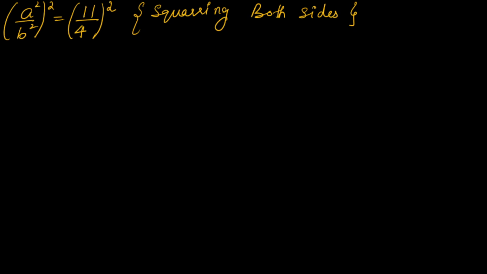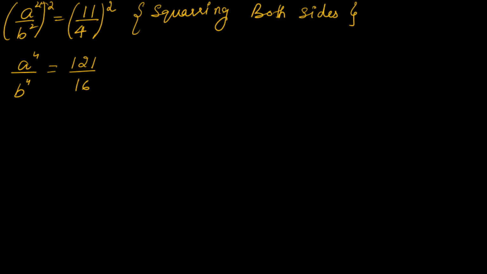Now what will I get? I'll get a to the power 4, because the square will get distributed. So a square the square is a to the power 4, and b square the square is also b to the power 4. On this side I'll get 121. 11 the square is 121. 4 the square is 16. So 121 by 16. a to the power 4 by b to the power 4 is equal to 121 by 16.